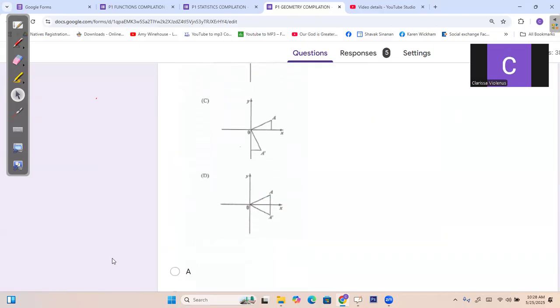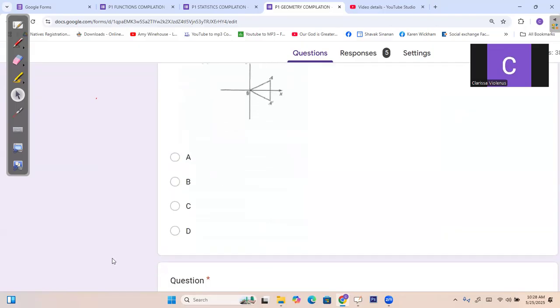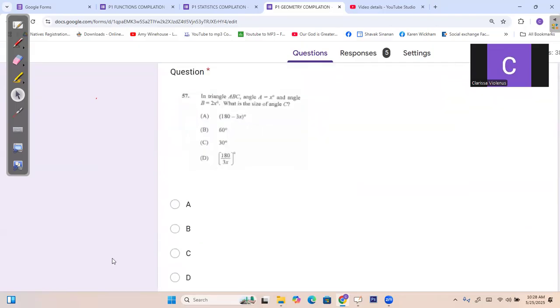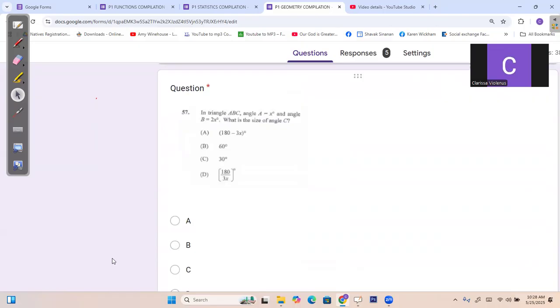So the answer is D, because if this is A and then in the x-axis, so the answer is D. In a triangle, the angle B is 2x, so that means all three must add up to 180. So you're going to have 180 minus x plus 2x. So 180 minus 3x. So the answer is A.